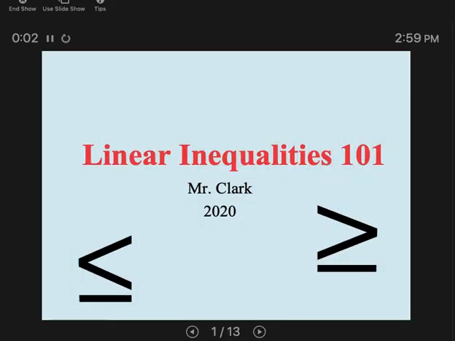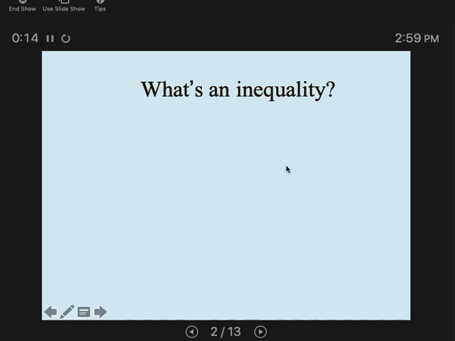All right, so today we're talking about linear inequalities. This is day one, this is Monday. For most of these, you can just follow along. If you want to write things down, you can, but try to be a step ahead, not a step behind.